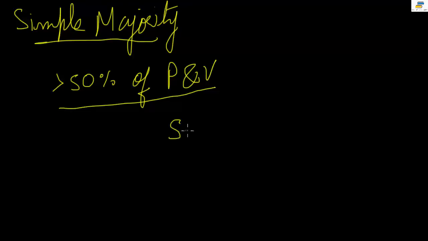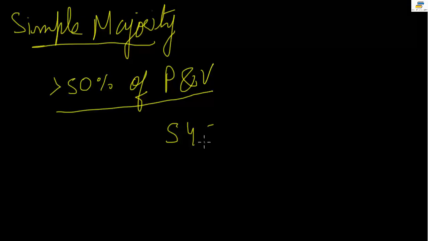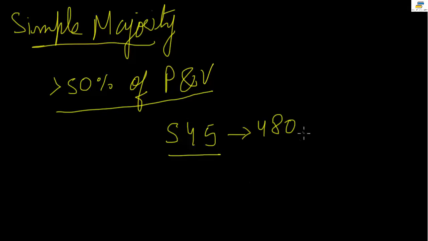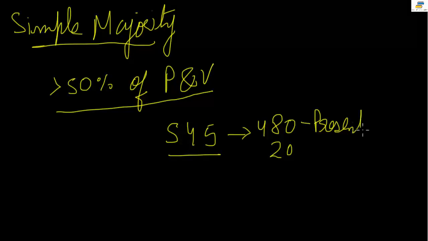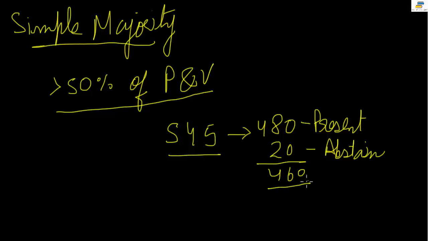Now suppose there are 545 members in the parliament, and something happens on which voting has to be done. Out of these 545, let's say only 480 are present. And out of these 480, at the time of voting, 20 members are present but they abstain from voting. So these will also not be counted. How much are we left with? We are left with 460. Now what is simple majority? Simple majority would be majority of 460, which is 460 by 2 plus 1. This is equal to 231 votes.